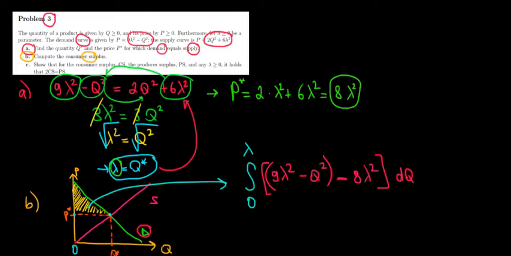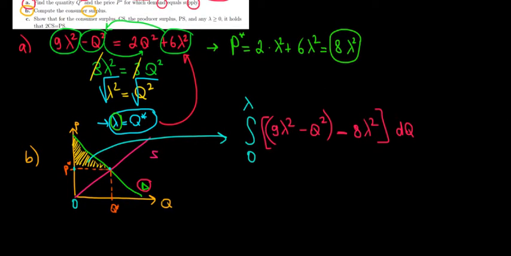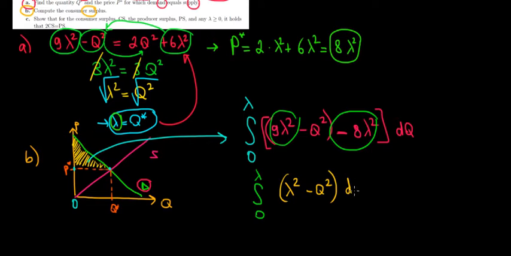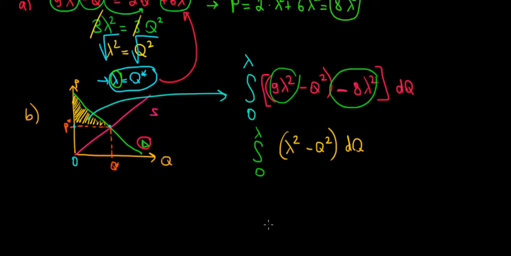Now, how do we do it? Well, let's see. First of all, we can work out this expression a bit because we have 9 lambda square minus 8 lambda square. That's just going to be lambda square. So we'll have a definite integral between 0 and lambda. 9 lambda square minus 8 lambda square is just going to be 1 lambda squared, minus Q squared, the other term, dq. Now we can solve the integral. So we will have boundaries between 0 and lambda.